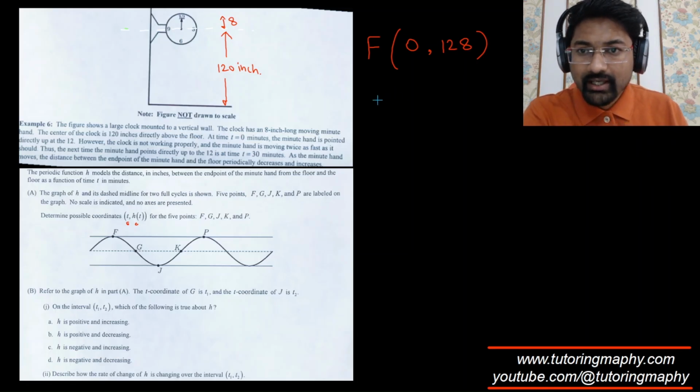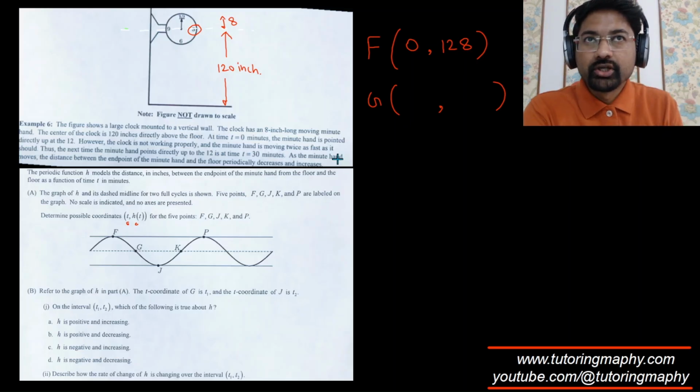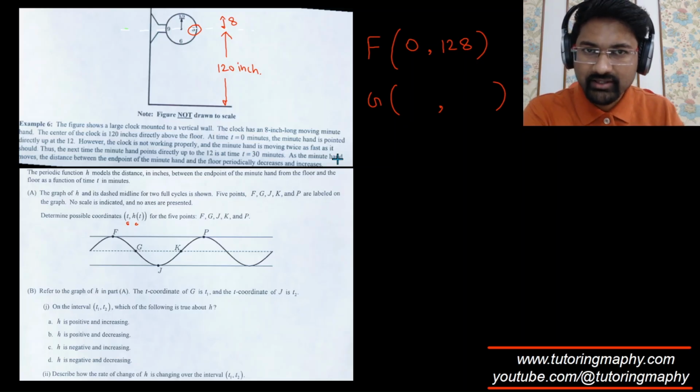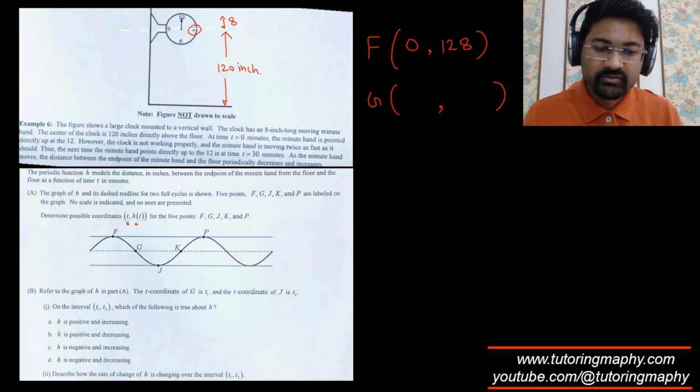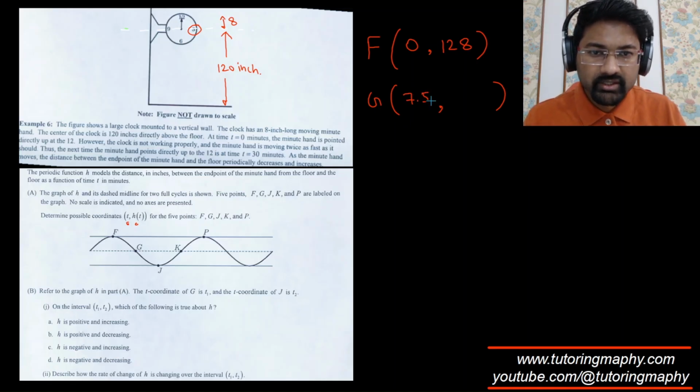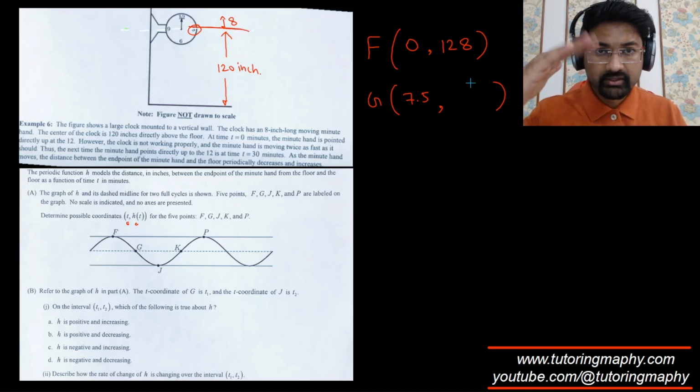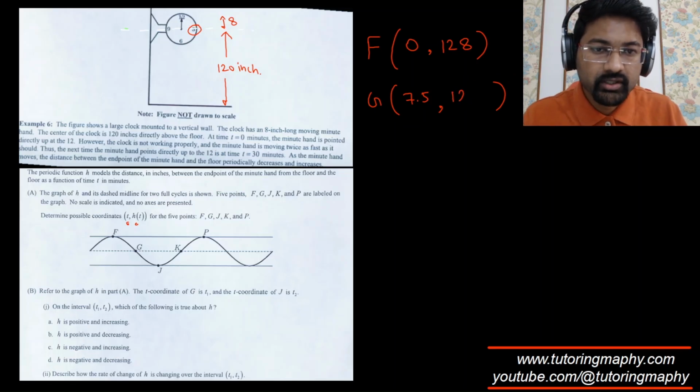Makes sense, right? G is the point where it is at the midline. So obviously it makes sense that it is at the midline when it reaches 3. So what is the time for it to reach 3? Generally, it would have been 15 minutes, but the clock is moving twice as fast. So it will take half the time, which means that it is going to take 7.5 minutes, right? Can we agree on that? 7.5 minutes. And the height is just 120, right? Because there is no additional height offered by the minute hand. So it's going to be 7.5 comma 120.